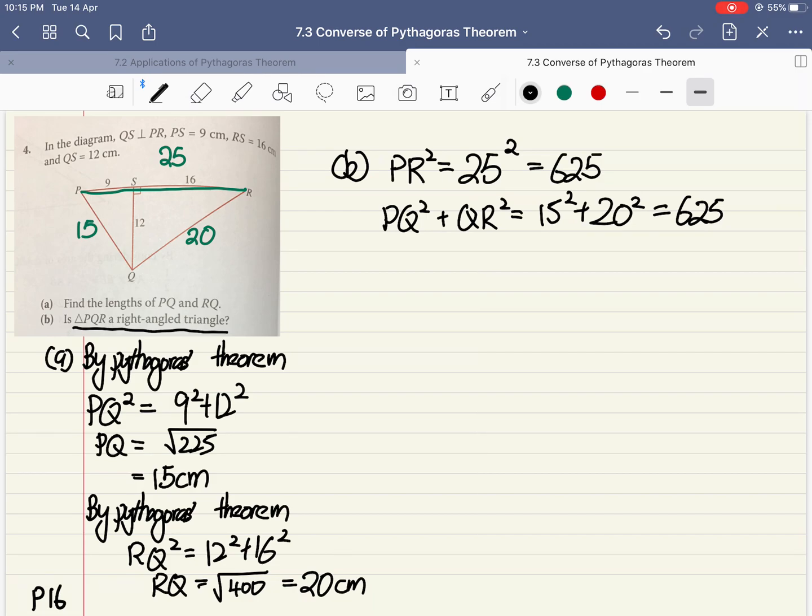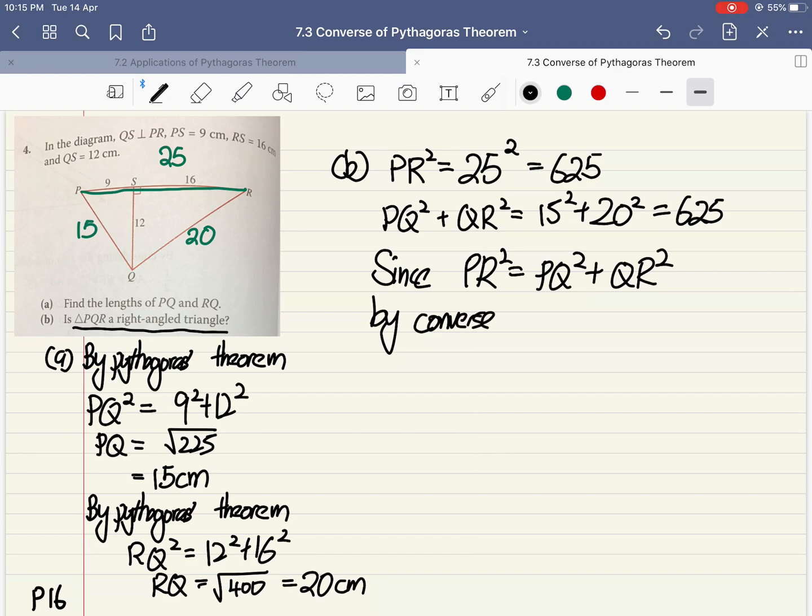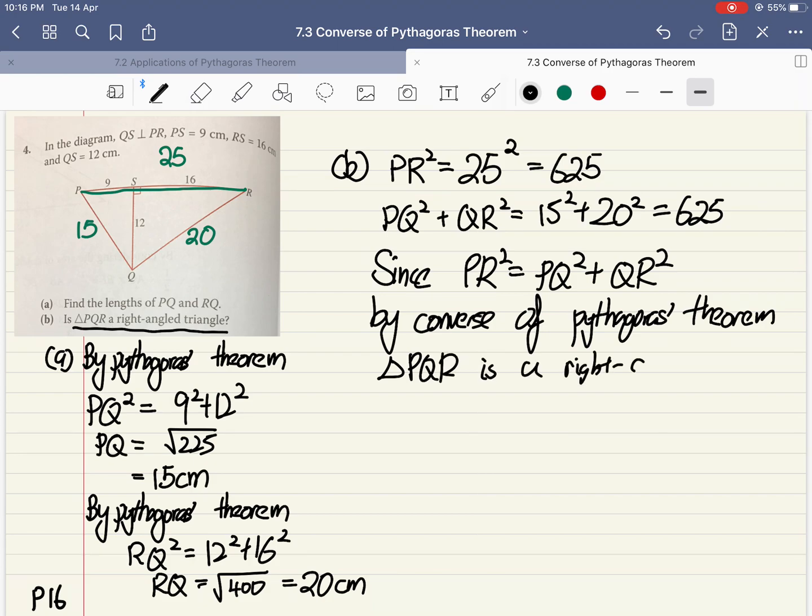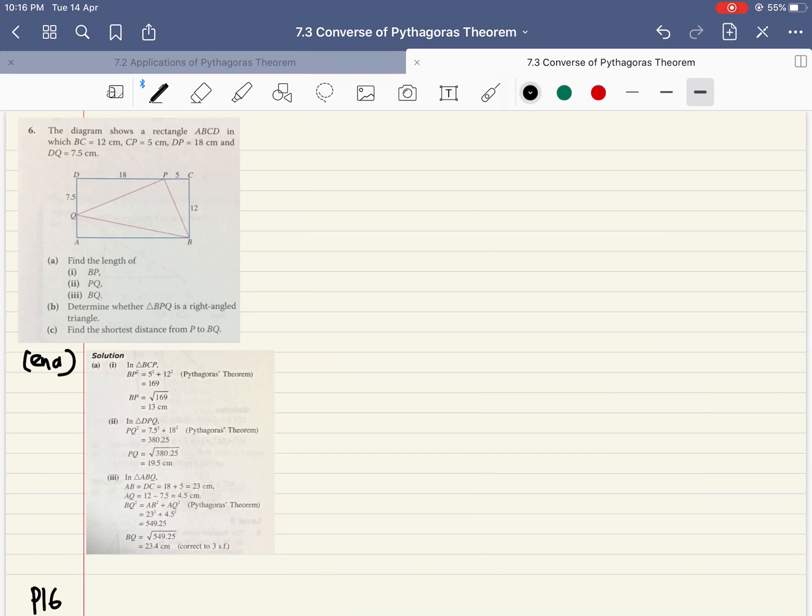So do note down how to present this answer, because it's very common for us to ask a question such as this. So now what I'll say is this. Since PR square is equals to PQ square plus QR square, by converse of Pythagoras' theorem, triangle PQR is a right angled triangle.